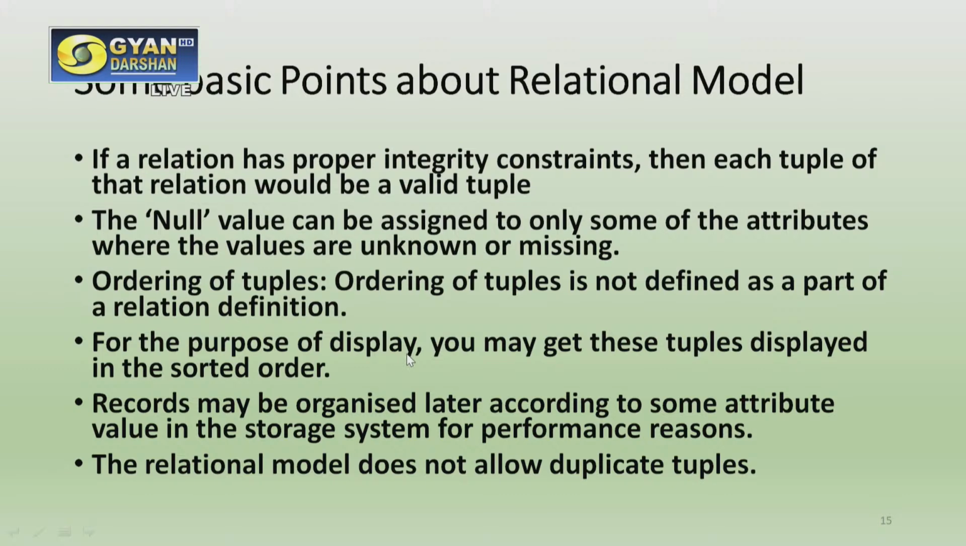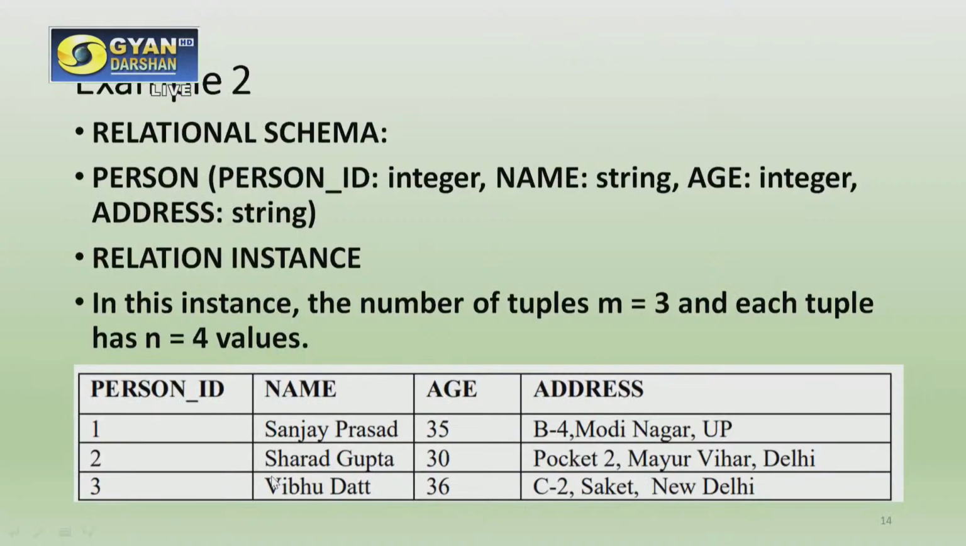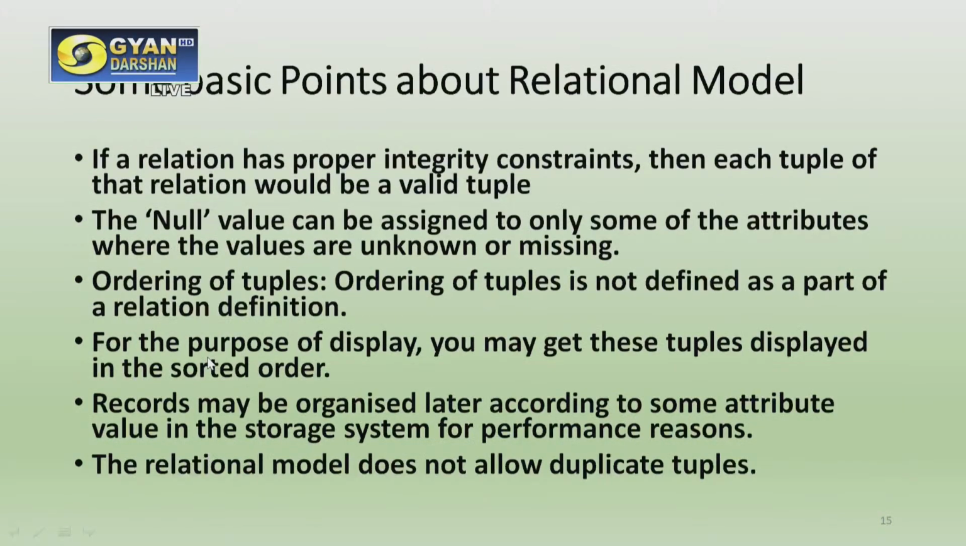For the purpose of display, you may get those tuples displayed in sorted order. Just like I gave you an example that we can display the tuples in the order of age. Or you can also display these tuples in the order of name. Luckily for us, they are already in the order of name. And in order of person ID, so they are also in the order of person ID. But you can always display these tuples in any different sorted order of your choice.